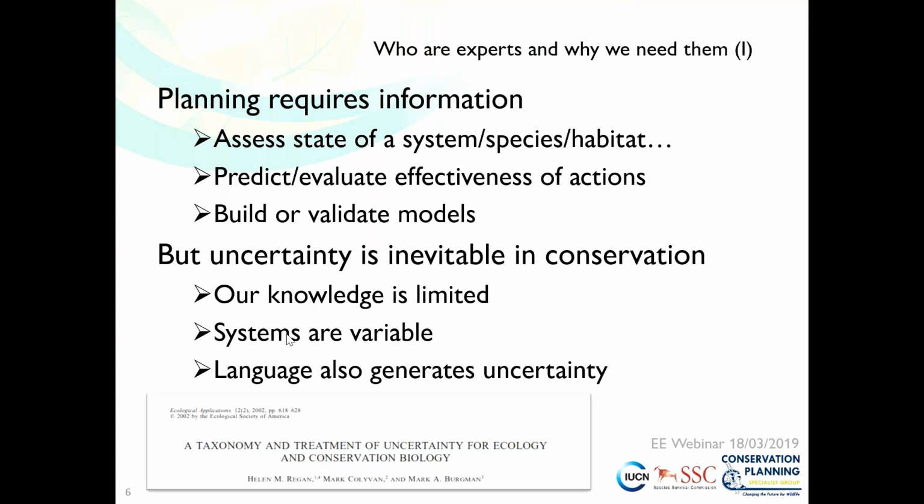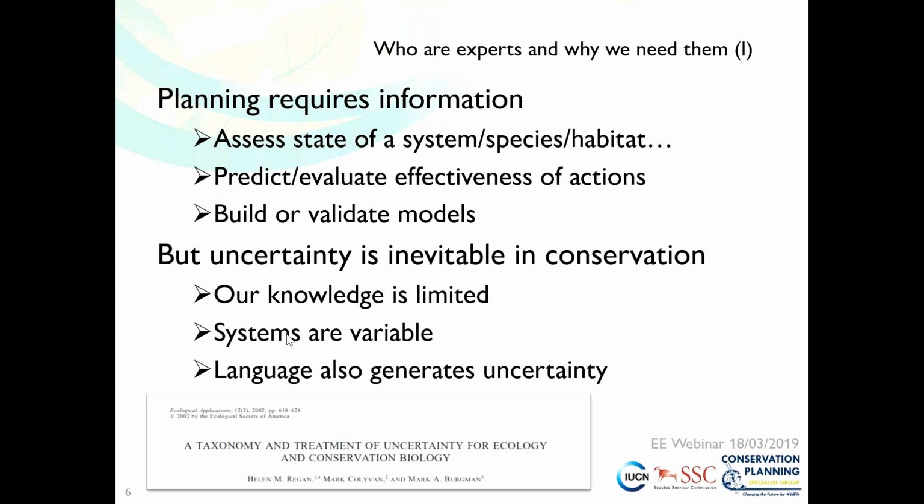So we need this information, but this information is going to come with uncertainty, and probably you could argue that we're never going to get rid of uncertainty. It's always going to affect conservation, because our knowledge is limited. No matter how good the data you have, there's always going to be some aspect that you don't know about. You can always learn more. And sometimes, well, often actually, I think in natural systems, even if you know everything, systems are variable. Okay, we can know exactly what regulates the weather. It's still pretty hard to determine if it will rain in a week's time.